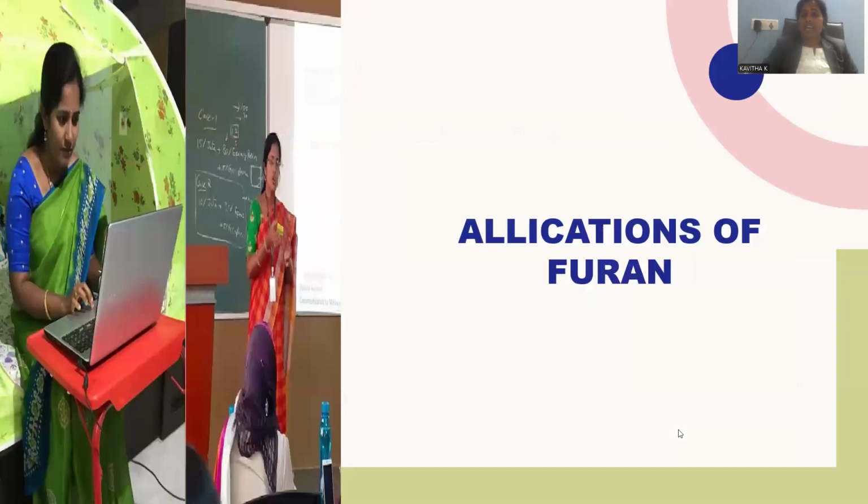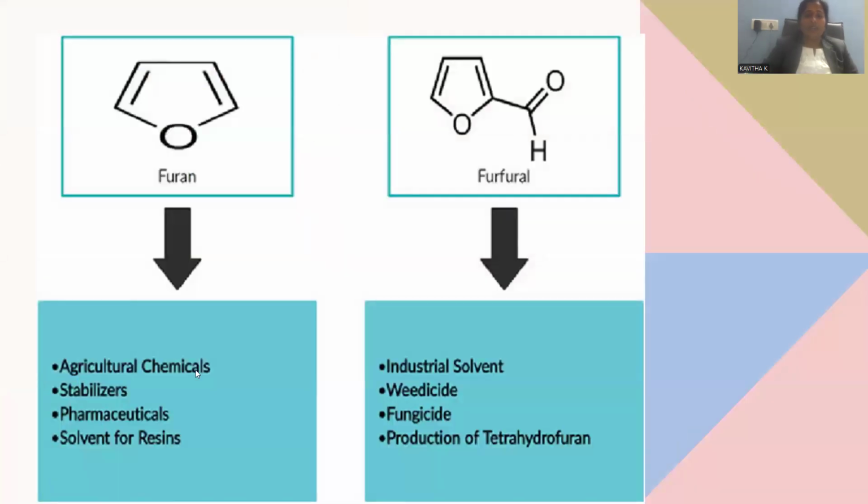Now we entered into the last segment of the session called applications of the furan. Furan is a part of agricultural chemicals and stabilizer. It is a pharmaceutically potent chemical, pharmaceutical medicines will be manufactured, and it is a solvent for the resins. If you are taking furfural, it also finds its own distinct applications like industrial solvent, and weedicide to remove the weed plants in the croplands. Fungicide, fungus will be removed from the croplands, and production of tetrahydrofuran, right? These many applications we can observe for the furan and furfural together.